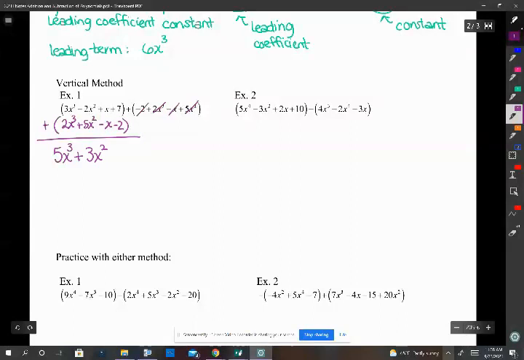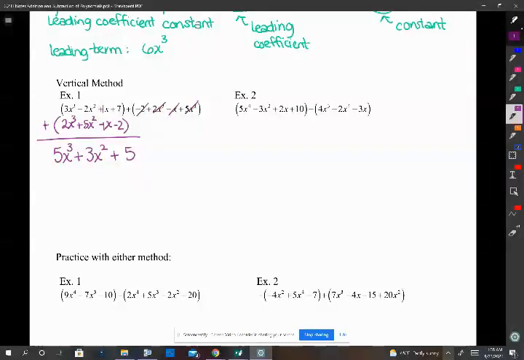And then remember, these are 1. So positive 1 plus -1 is 0, so the x term goes away. 7 plus -2 is 5. The degree is 3, the leading coefficient is 5, and the constant is 5.